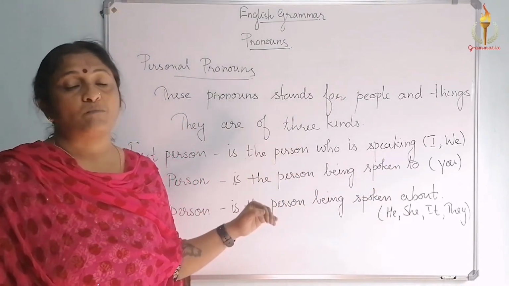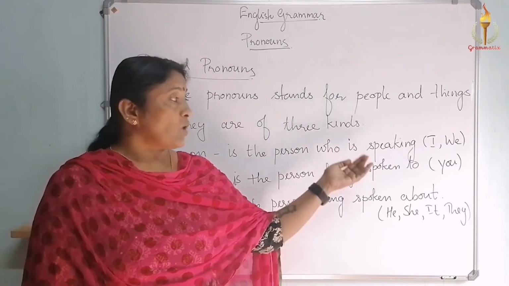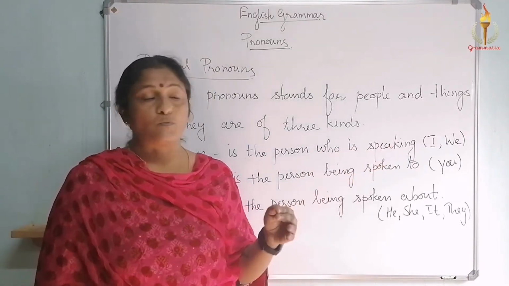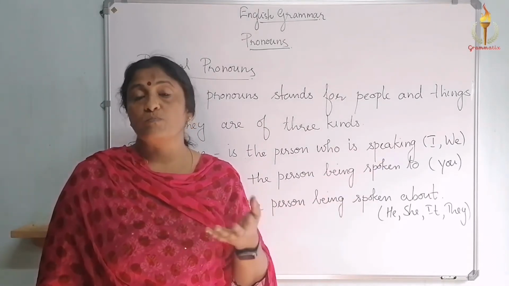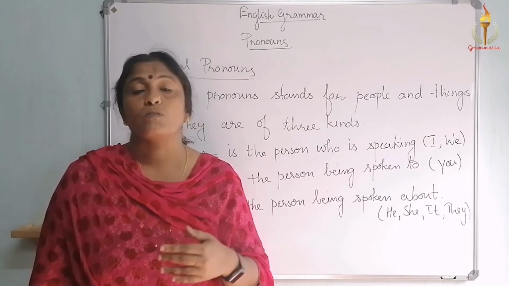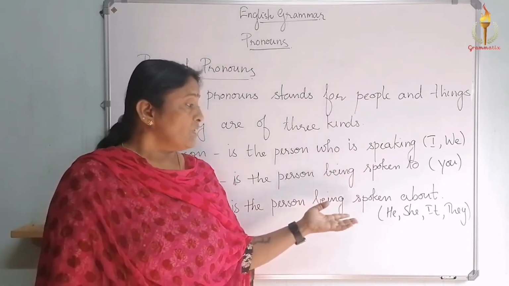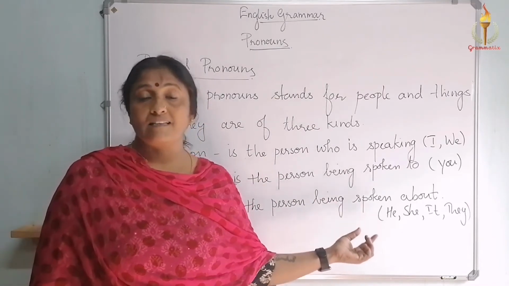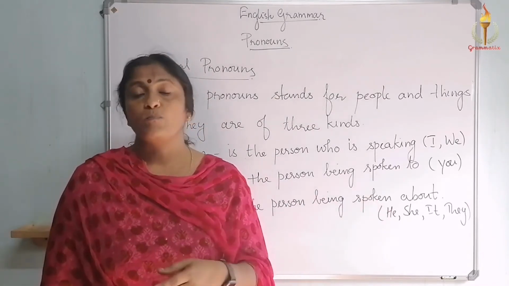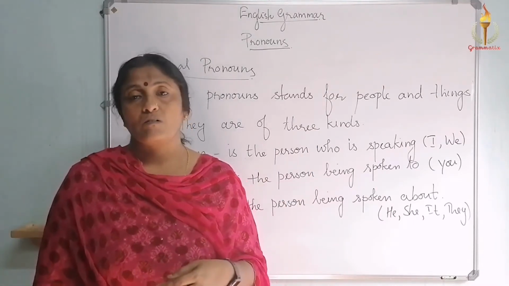First person, second person, third person. So first person I and we. I is for singular and we is for plural. And second person it is you. You is the same for both singular and plural. For singular and plural we use the same word you. And in third person he, she, it are singular and they is for plural. So this is what the personal pronouns are all about.